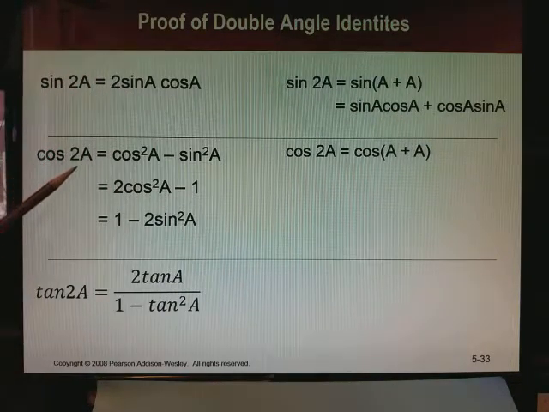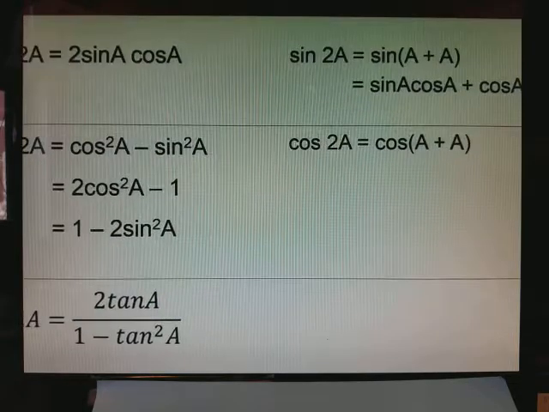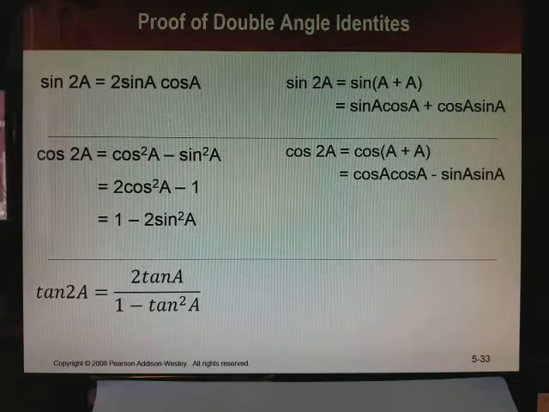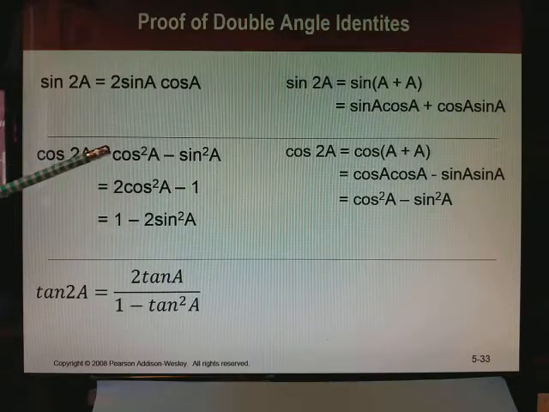All right, cosine double angle, cosine of 2a. That'd be the same thing as cosine of a plus a. Again, use the sum and difference rule at the top of your formula sheet. Sorry about that, guys. And this is what you would get. Now, that gives me cosine squared minus sine squared. So there's the first identity.